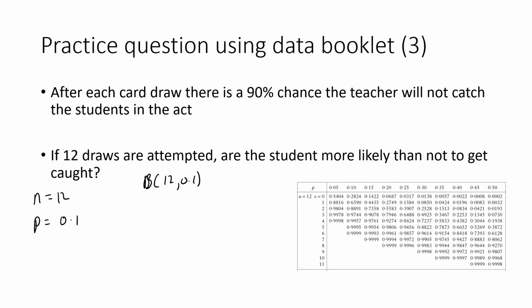Now let's find the probability of the students not being caught. The probability of x equaling 0. And we could use a formula, but we're using the table. So P is 0.1, and we already have n as 12 here. So for x to equal 0 or less, which it can't, it's 0.2824. And this is less than 0.5. So the students are more likely to get caught if they attempt 12 draws than not.